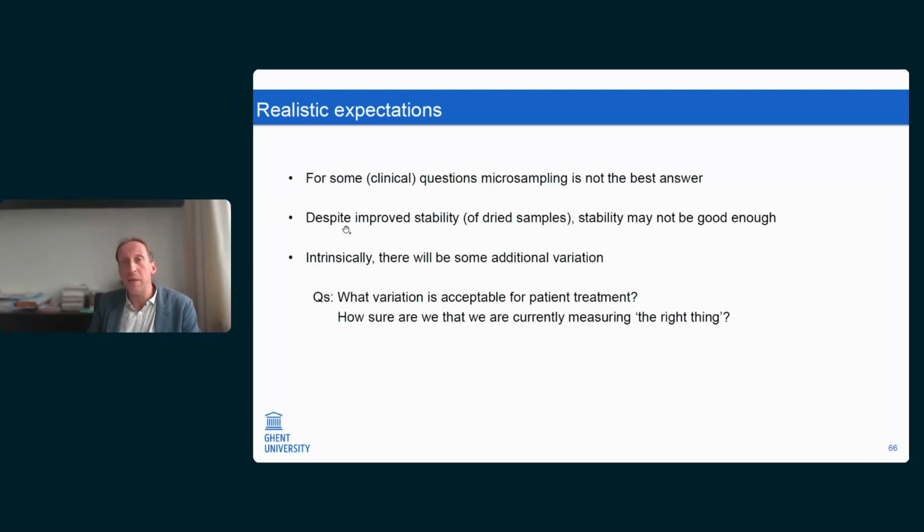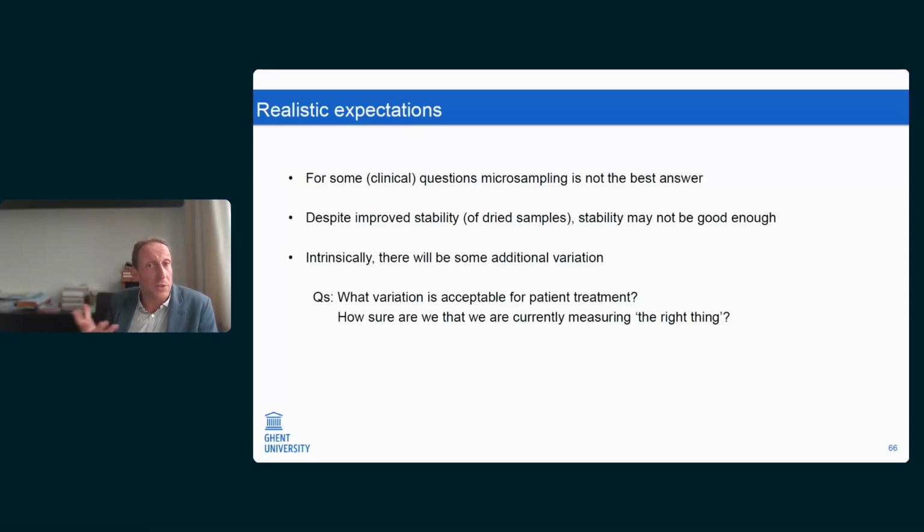I already pointed out that there may be improved stability in dried samples, for instance, but still, we may decide that stability is not good enough in practice. And intrinsically, there will be some additional variation. Then the question is, what variation is still acceptable if you consider patient treatments? And how sure are we that we are currently, with conventional sampling, measuring the right thing?